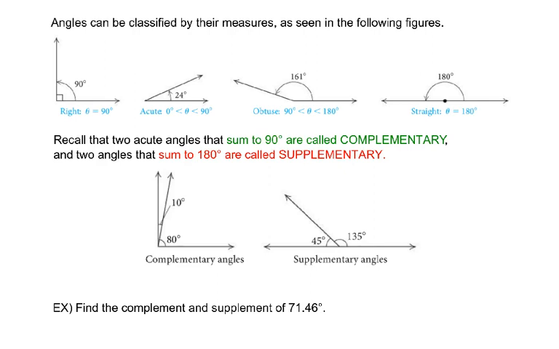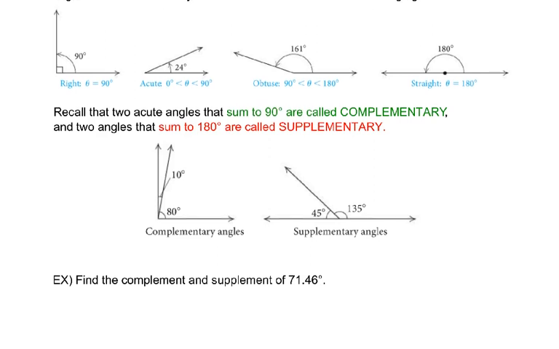Something you should recall from some previous geometry is that if two angles sum to 90 degrees, they're called complementary. Whereas if they sum to 180 degrees, they're called supplementary. So we see two pictures here. 10 and 80 are complementary angles. 45 and 135 are supplementary angles.